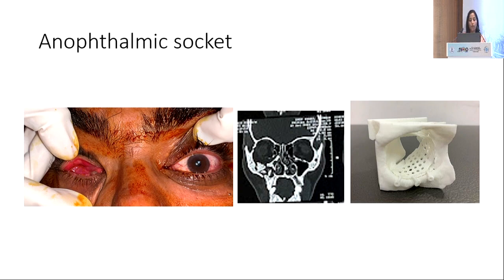So what we did was a 3D printed model of the skull, and this is the right orbit. And then we had this template of the prototype of the implant that we were trying to make, and then a titanium prefabricated implant was made and fitted on this 3D model to see how it fits.